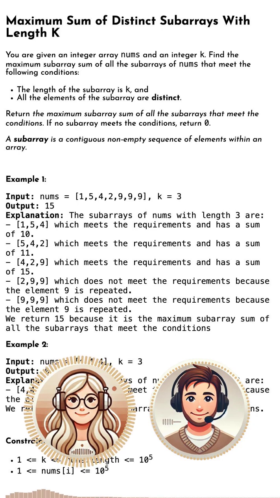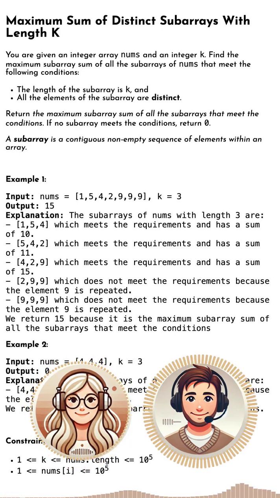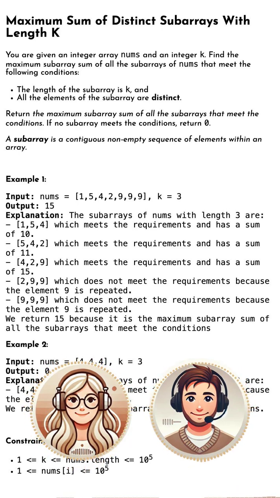But before we jump into a better solution, I think it's good to clear up a few questions that might pop up. What happens if there's no subarray of length k that has all unique elements? A classic edge case. In that case, we simply return 0. It's like saying, we looked everywhere, but there's no treasure here. We're signaling that we couldn't find a subarray that follows the rules.